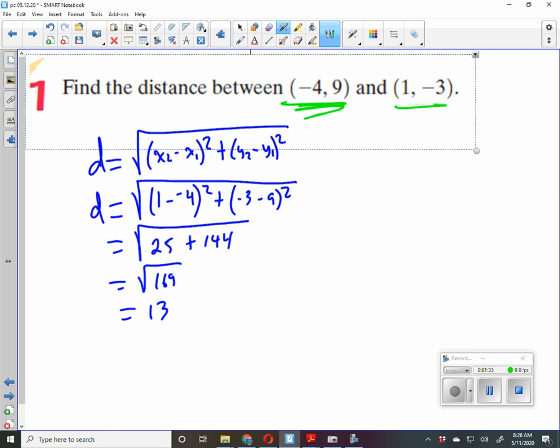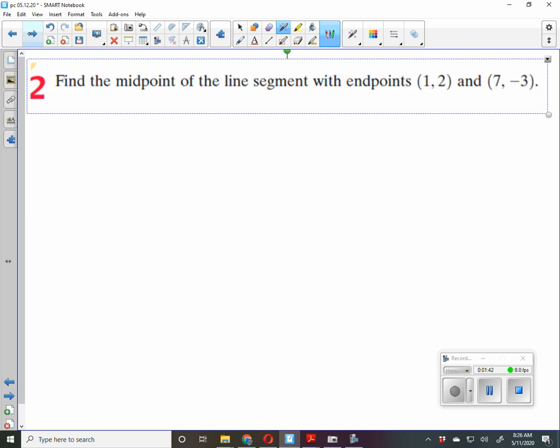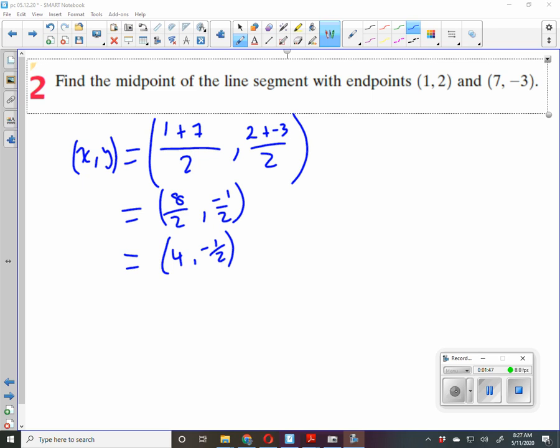All right, the midpoint formula just means taking the sum of the x's divided by 2 and the sum of the y's divided by 2. Don't make this harder than it has to be. I'm going to let you pause the video and work it. And again, just make sure you're plugging numbers in. It doesn't matter which one's 1 or which one's 2. Just be consistent with what you're doing.